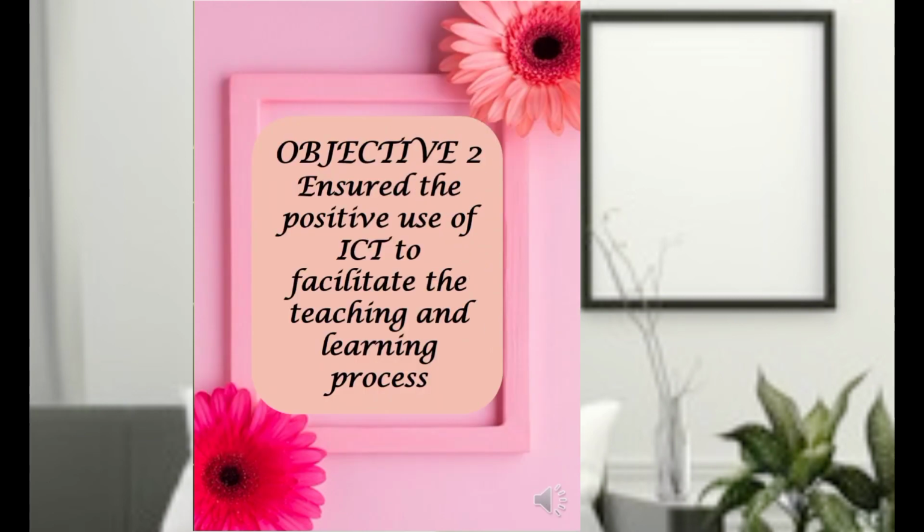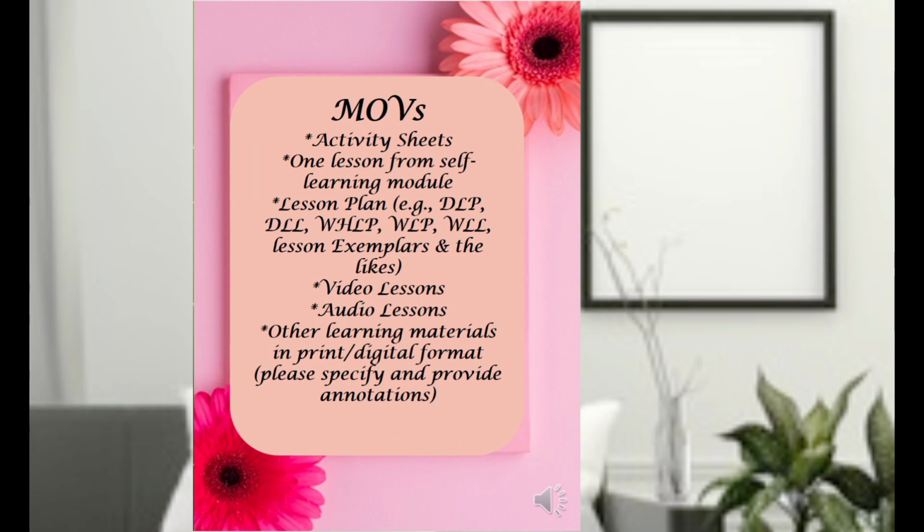Objective number 2, ensure the positive use of ICT to facilitate the teaching and learning process. And for the MOVs that we need, activity sheets, 1 lesson from self-learning module, lesson plan, it may be DLP, DLL, WHLP, WLP, WLL, lesson exemplars, and the likes, video lessons, audio lessons, and other learning materials in print or digital format. Just specify and provide annotations if you use other learning materials.